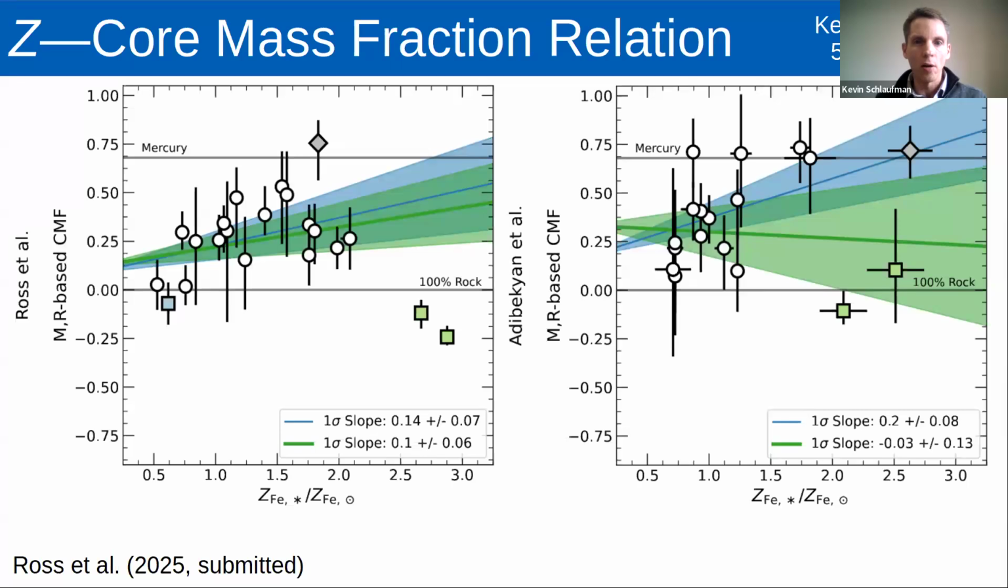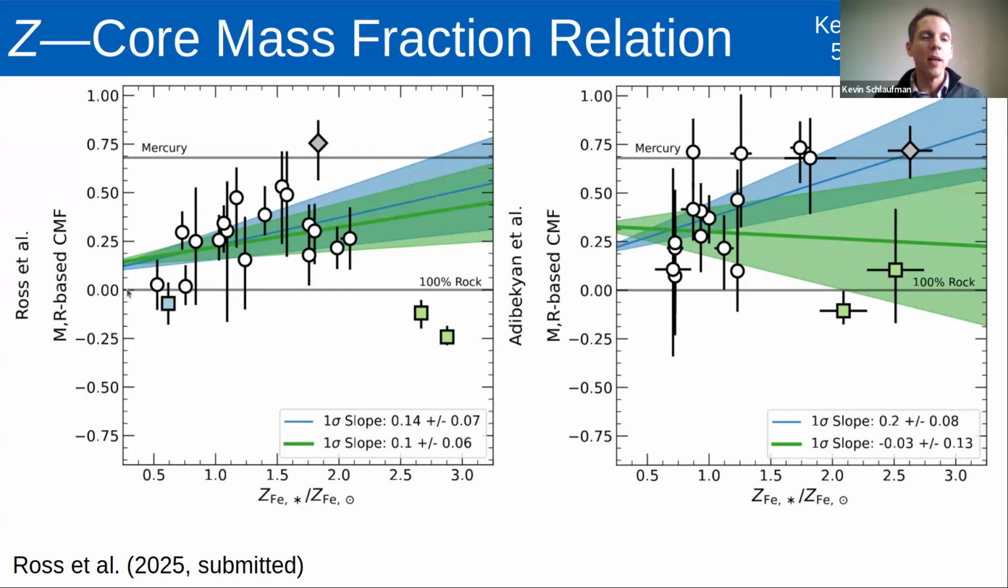So our conclusion is here on the left, juxtaposed with the Adibekyan result, which I've already shown. So this is the same diagram, but we find that the relationship between host star metal mass fraction and the core mass fraction we infer based upon the updated masses and radii of these planets persists independent of the existence of a population of supermercuries. So in fact, we only find one planet, Kepler-107c, that is a supermercury type planet.